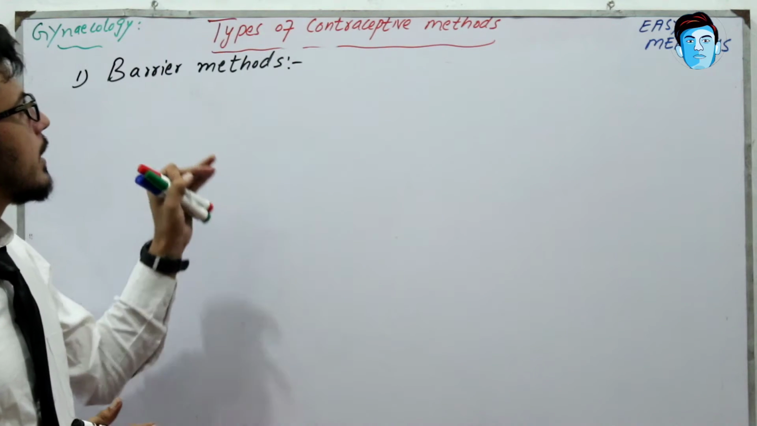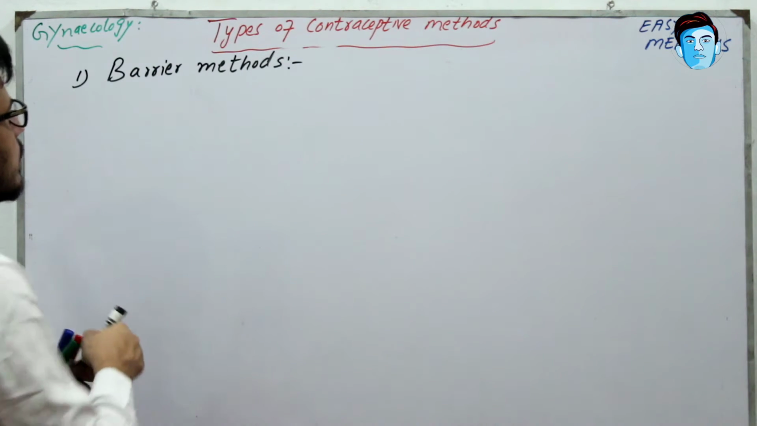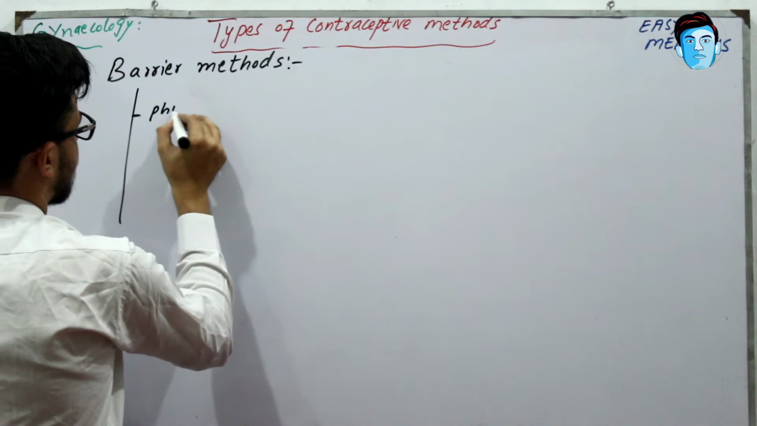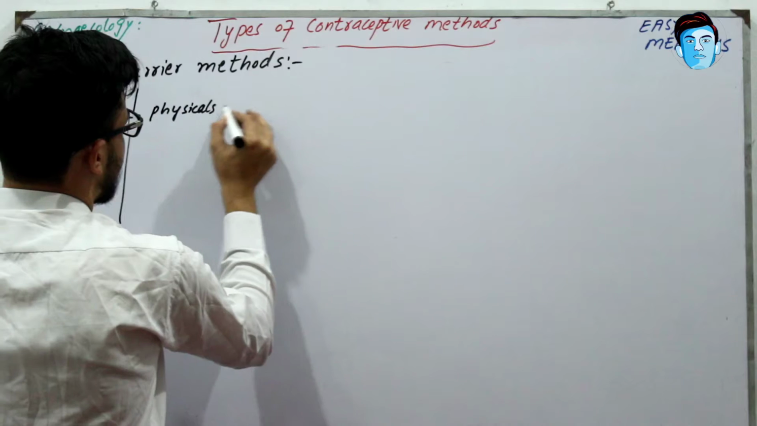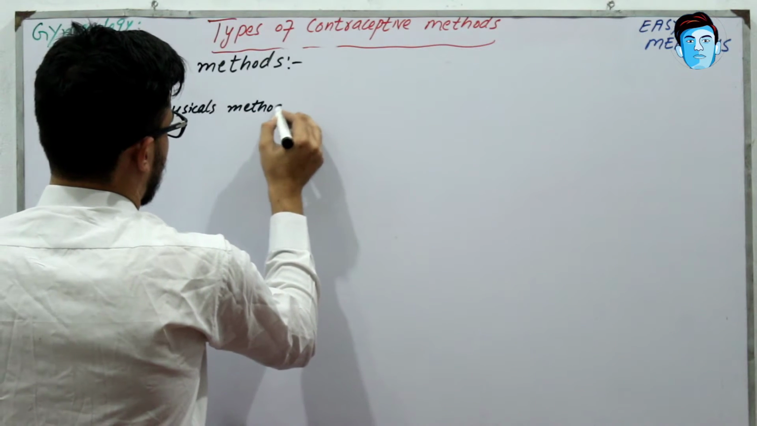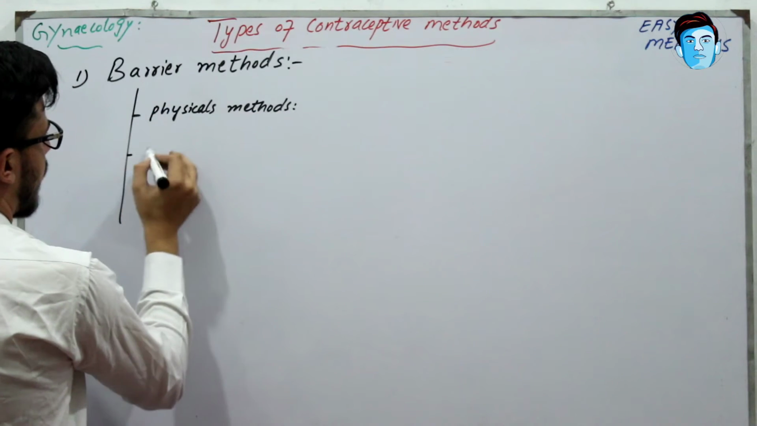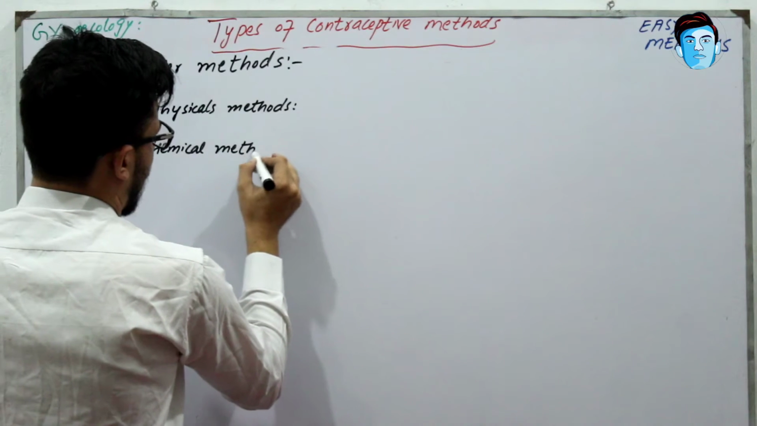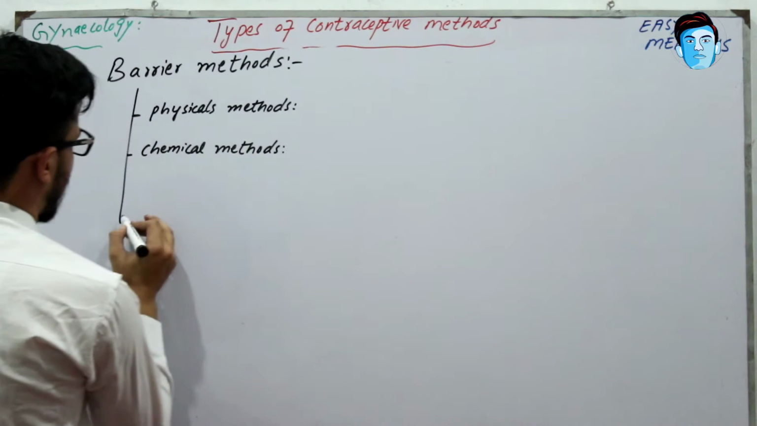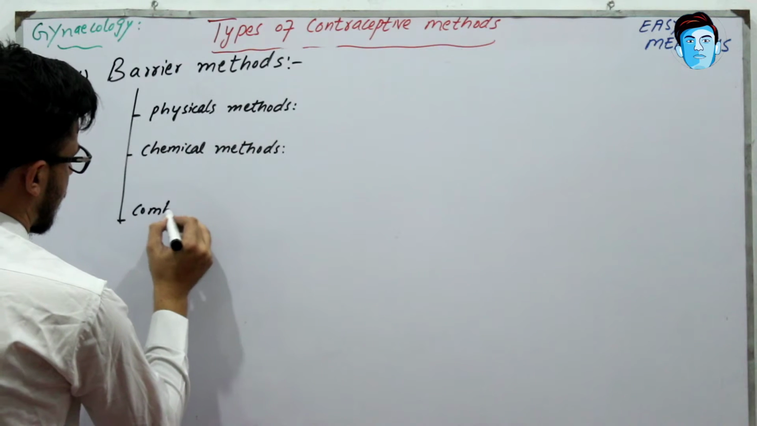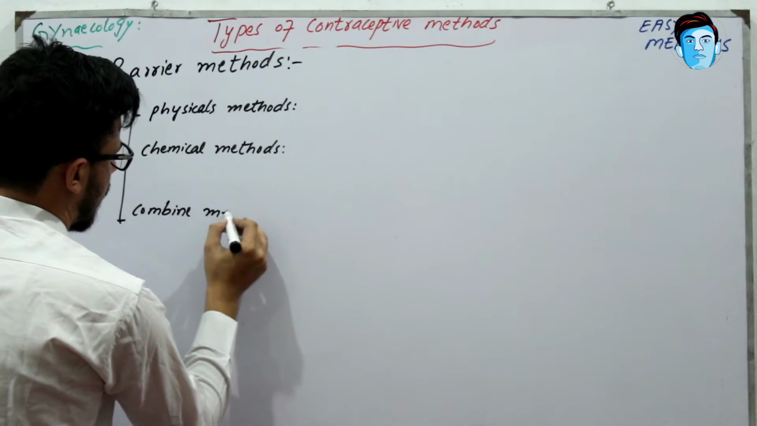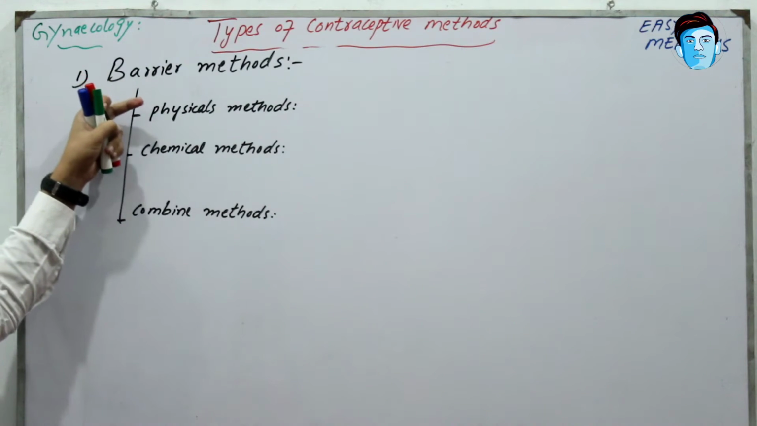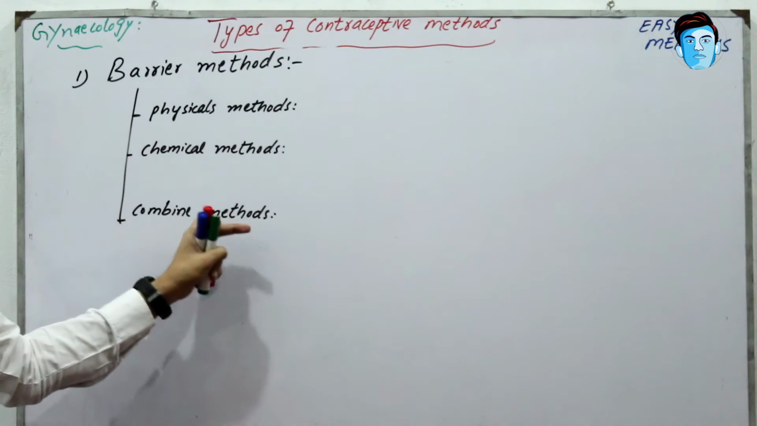Now the barrier method is divided into certain other groups. It consists of physical methods, chemical methods, and combined methods. So the barrier method is divided into physical methods, chemical methods, and combined methods.